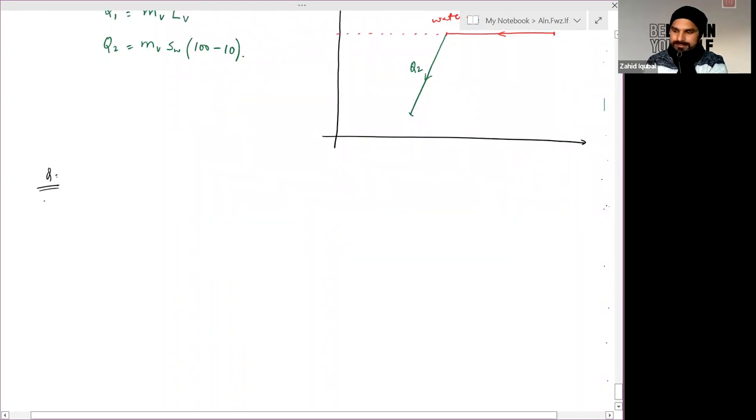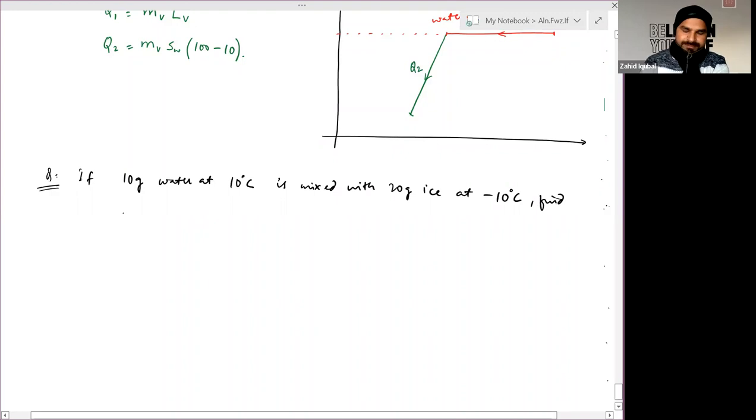There is a question in NEET. If 10 gram water at 10 degrees Celsius is mixed with 20 gram ice at minus 10 degrees Celsius, find the resulting temperature and amount. So let me explain how to solve this part.